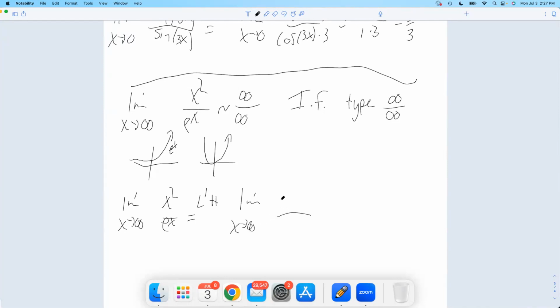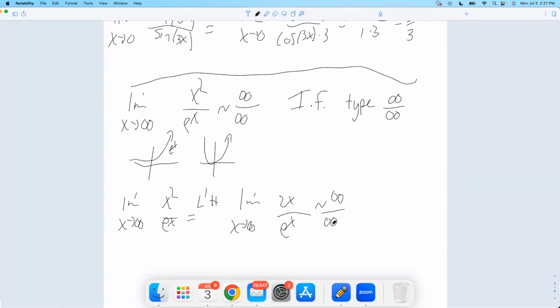What's the derivative of x squared? 2x. What's the derivative of e to the x? e to the x. And now we try again. What happens as x approaches infinity of 2x? That still goes to infinity. What does e to the x do? That still goes to infinity. So I did L'Hopital's, and it looks like nothing happened. I still didn't get a number, but I still have an indeterminate form. That's still infinity over infinity.